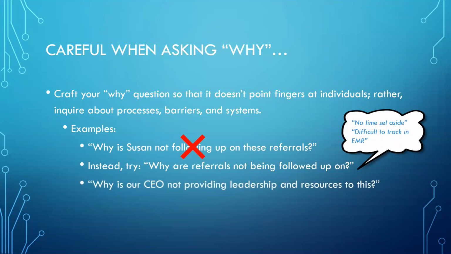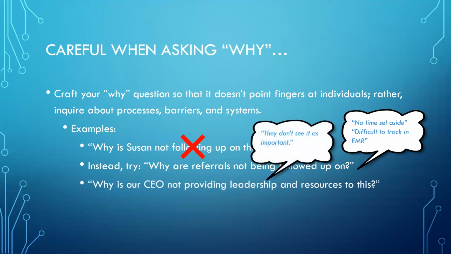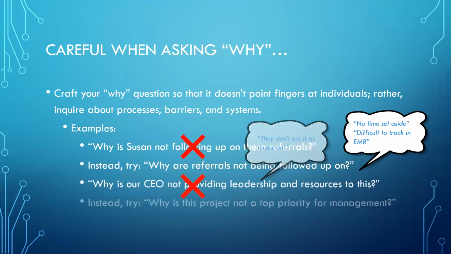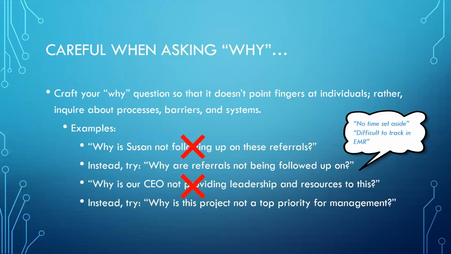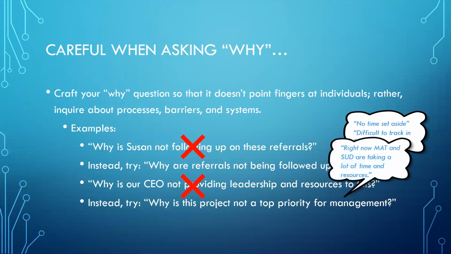Another example could be, why is our CEO not providing leadership and resources to this when we see that it's important? And then again, the answers could be, well, they don't see it as being important. But if you try instead phrasing it as, why is this project not a top priority for management? So more of identifying that it's not up there, you can get different answers, because right now, MAT and substance use disorder are taking a lot of time and resources. And I'm seeing this a lot at FQHCs across New England. So it's really a prominent piece.